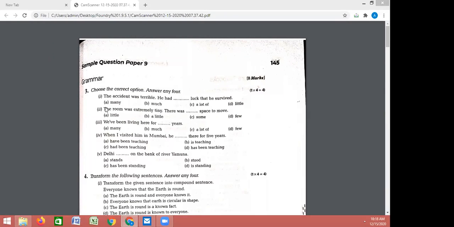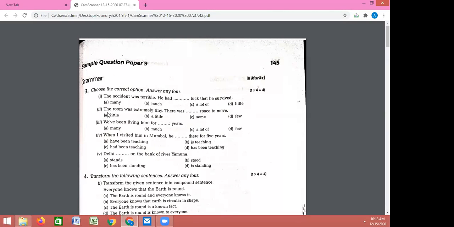Here just look at the genuine question. The accident was terrible. He had dash luck. Here we have to look at the right choice. The right choice will be much. And B option is the right option here. So you are able to recognize this particular fact. Luck can never ever be counted. So this particular determiner is the right determiner to fill this particular blank. The reason behind that is that it is uncountable, and luck is never counted in numbers. Nobody can count luck in numbers. I think you are very clear up to this particular point. There's no doubt in that.